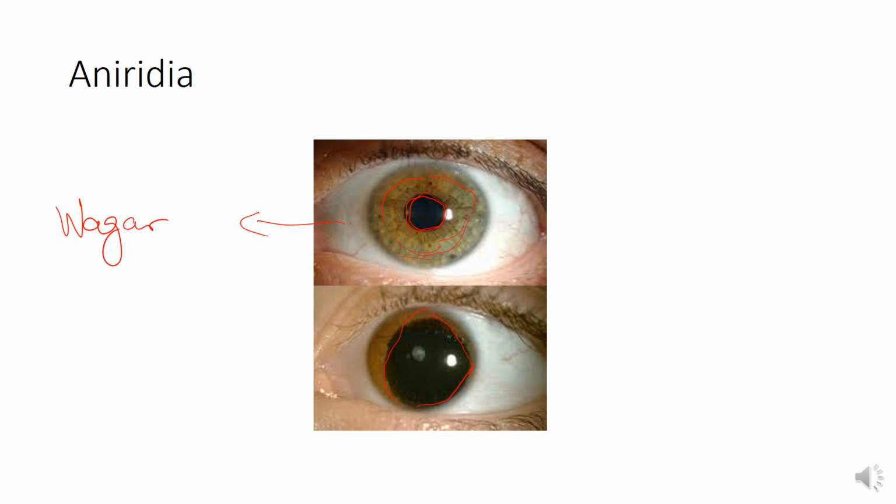So aniridia can occur. It can be unilateral or bilateral. It can be an isolated anomaly or it can occur as a part of WAGR syndrome.